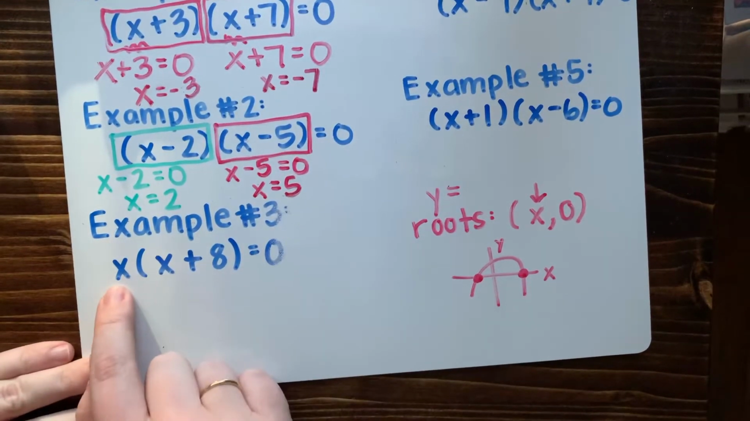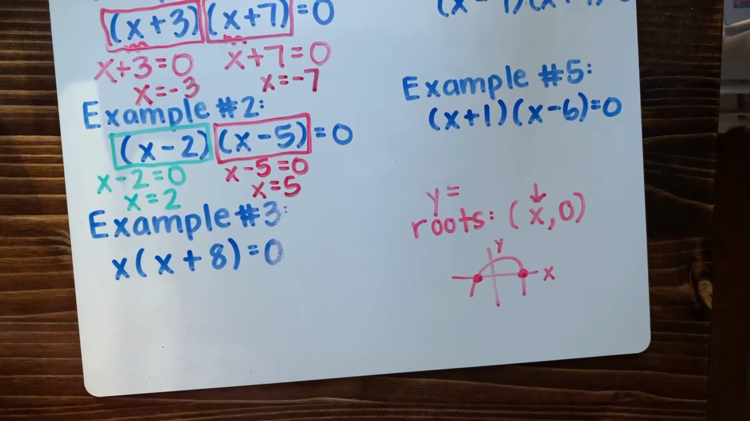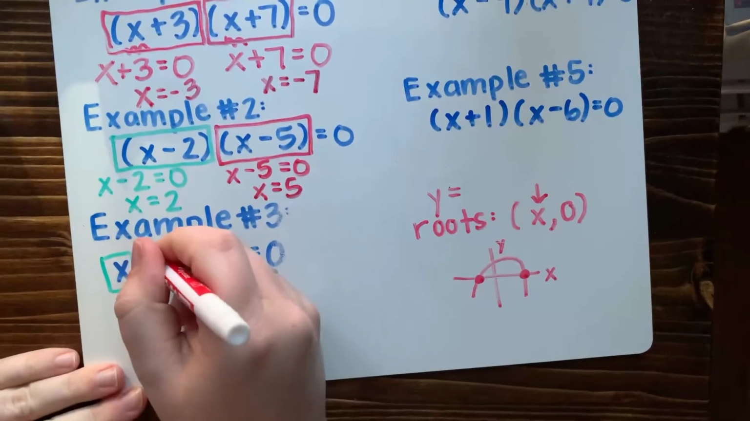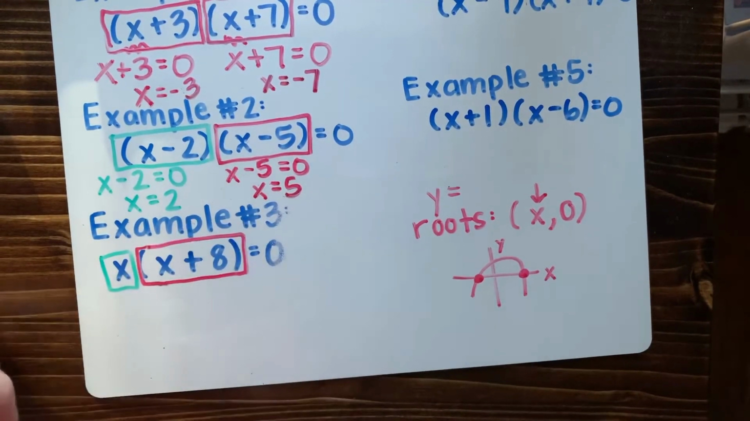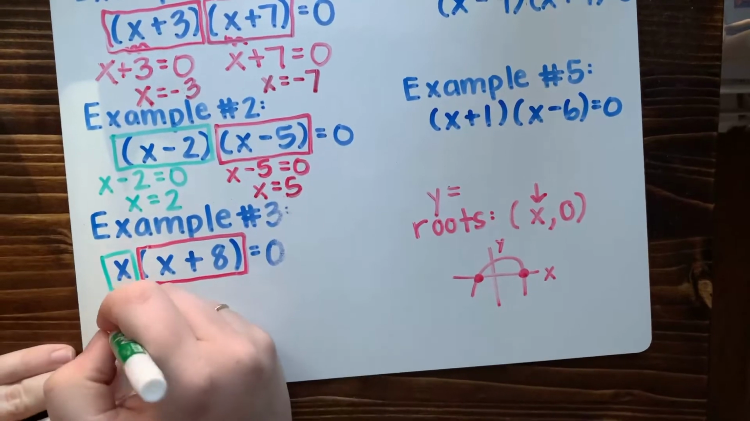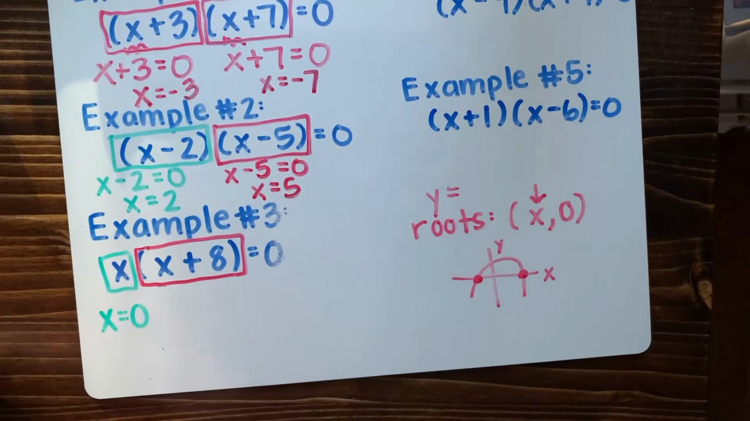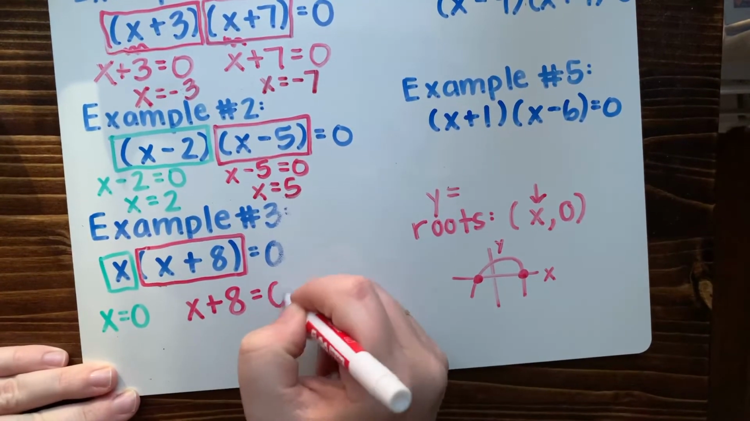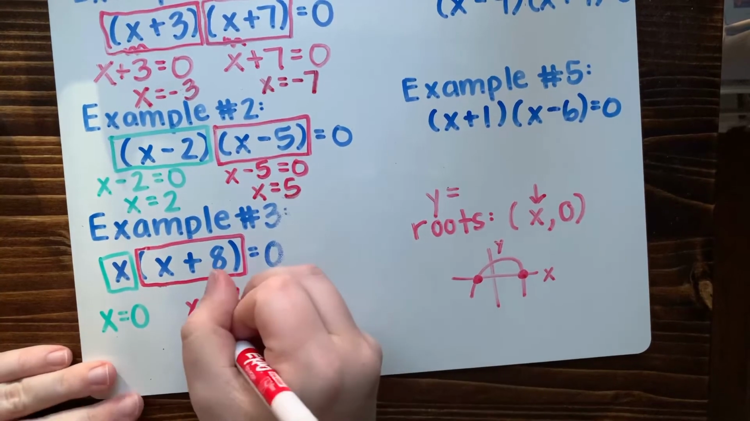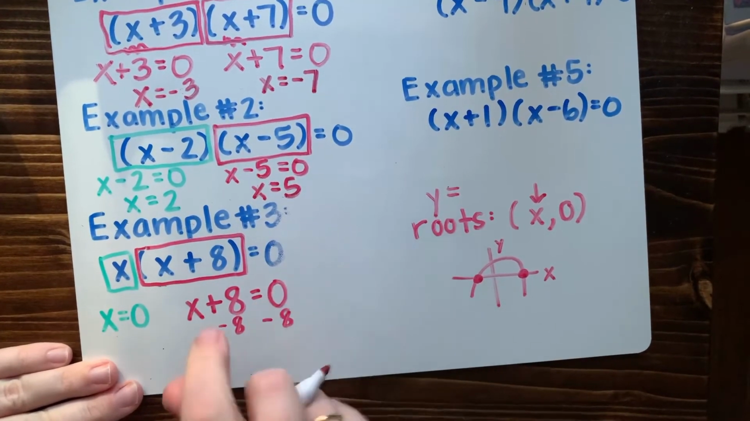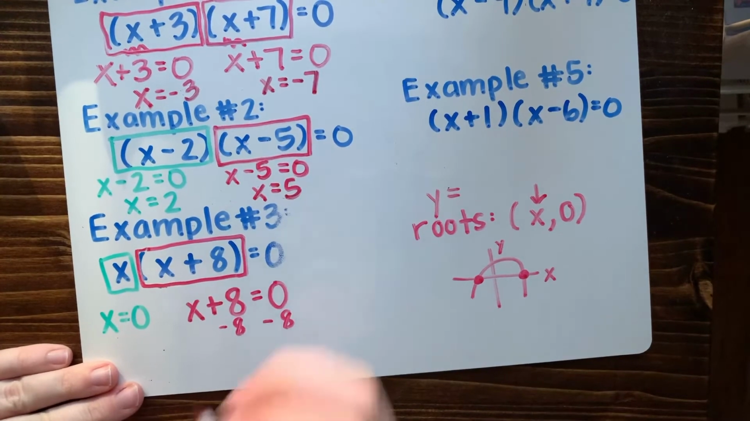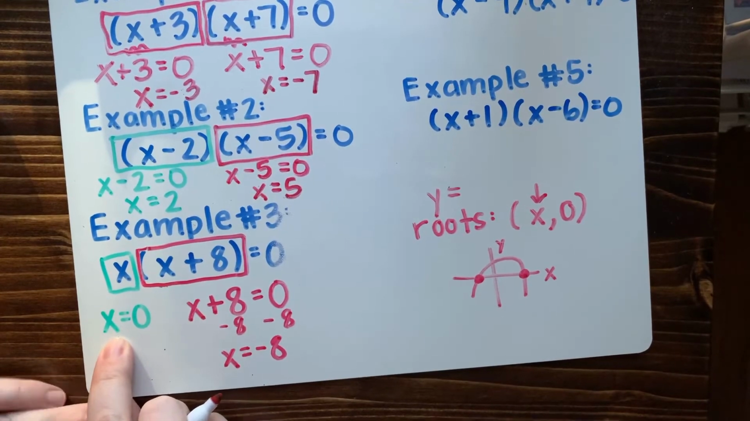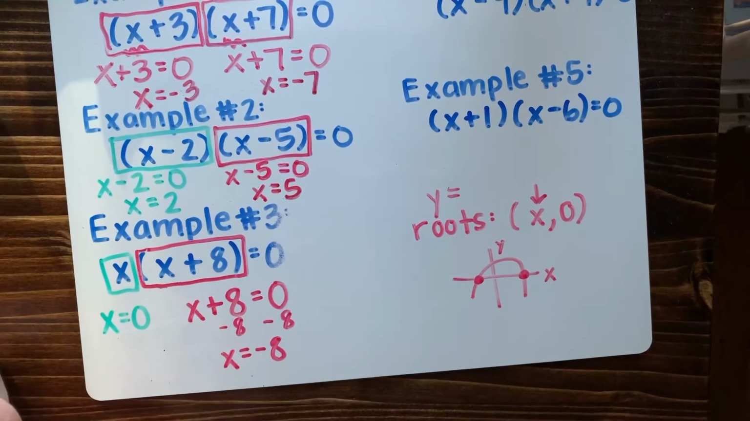Example number 3, we have x times x plus 8 equals 0. Even though this is just a plain old x here, it's still something that is being multiplied, and so it could be equal to 0. So either we have x equals 0, or we have x plus 8 equals 0. Subtract 8 from both sides, or just think about what plus 8 equals 0. That's of course going to be negative 8. There's nothing that we have to do to solve for this because it's already x equals 0. So those are our two roots.